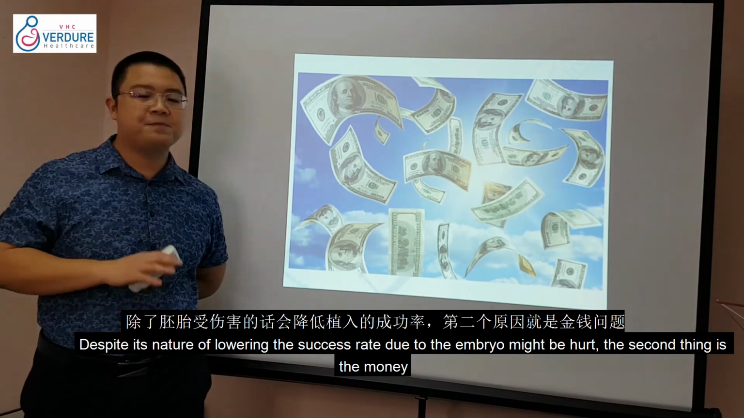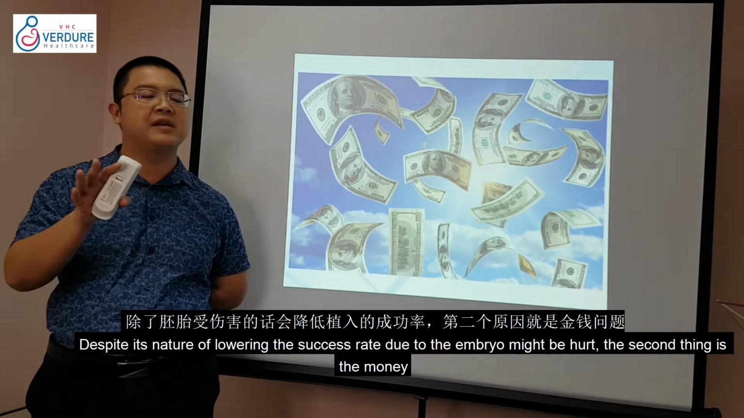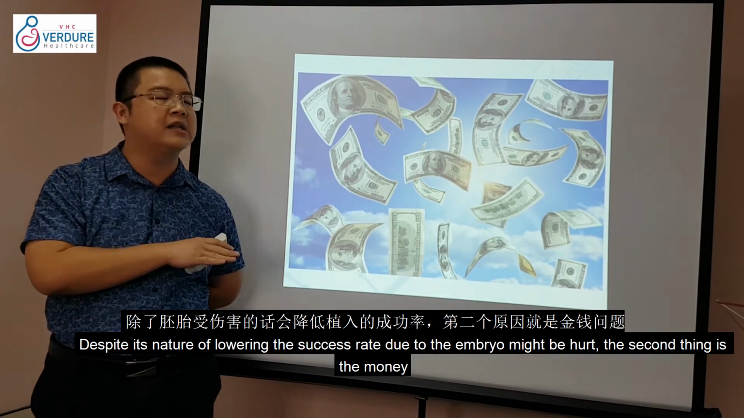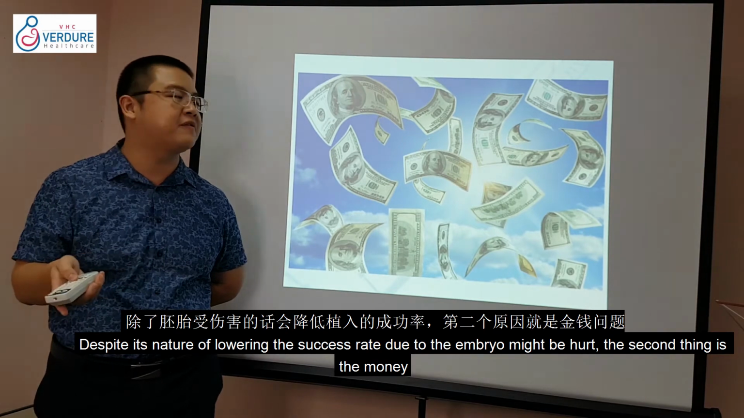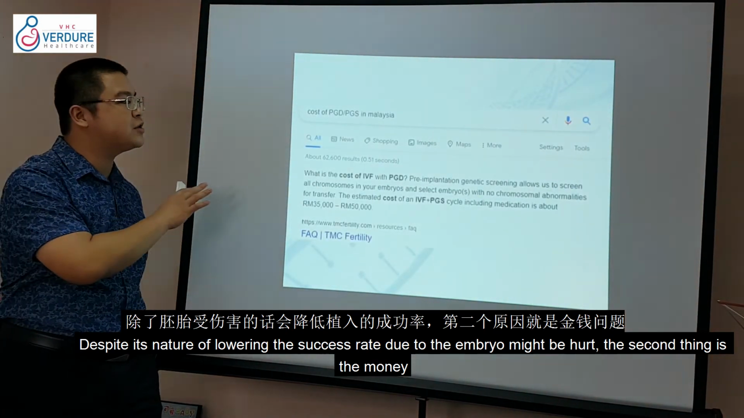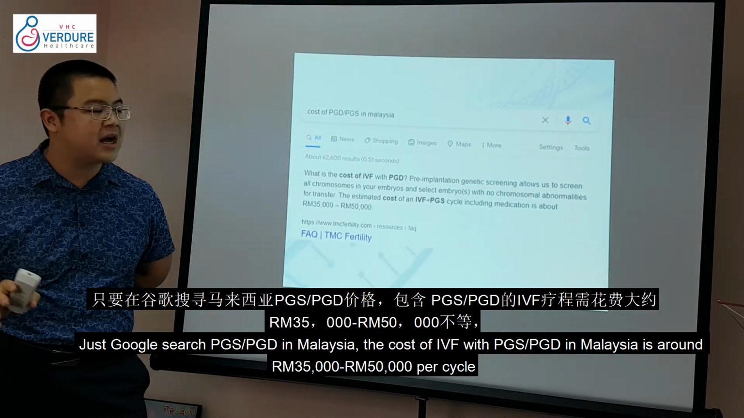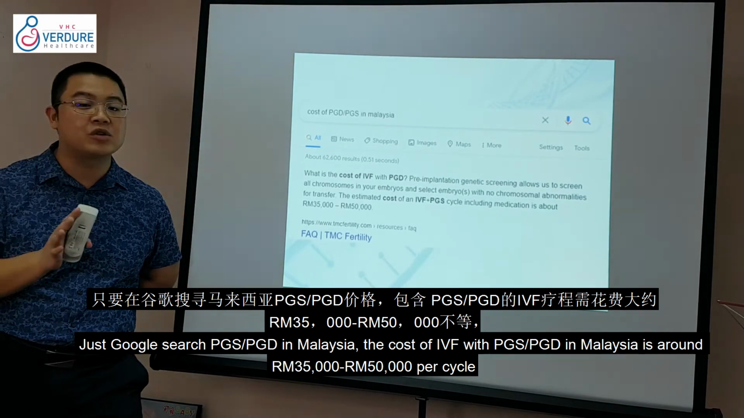So despite the risk to the embryo, the second thing is money. Money is one of the factors you need to consider, because if you go to Google and search PGS-PGD cost in Malaysia, the answer is about 35 to 50,000. So that is quite a lot of money.